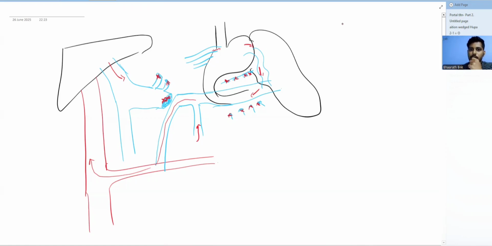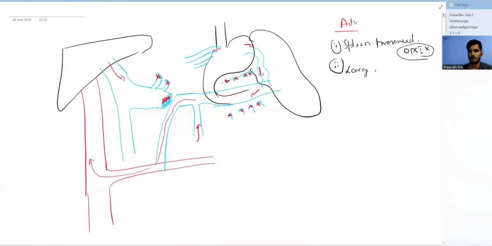Now let us see what are the advantages of this. Now the first advantage of this is the spleen is preserved. Because the spleen is preserved, the risk of OPSI is eliminated. Right. And second, you are using a large caliber vein. Because you are using a large caliber vein, the risk of occlusion is reduced. And third, there is gastrosplenic disconnection is done.